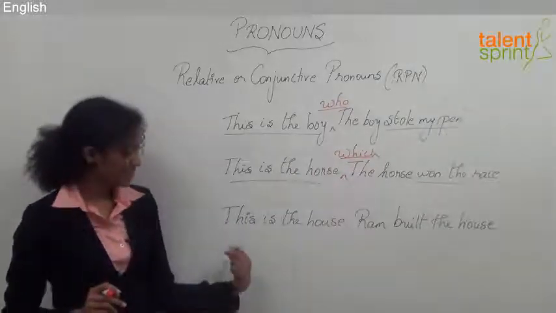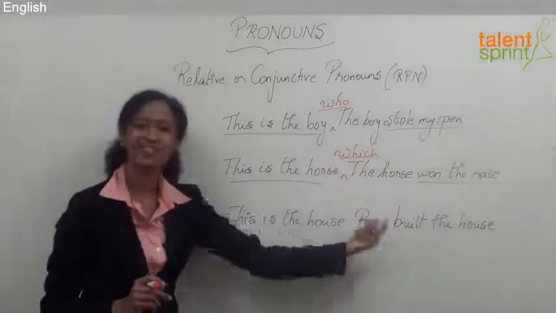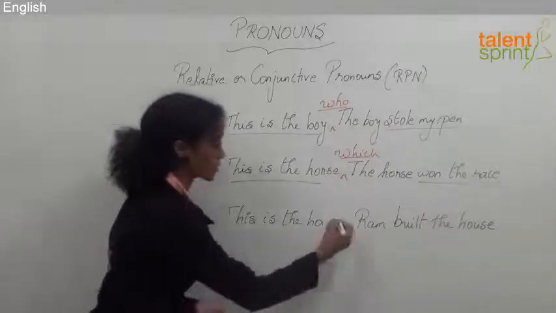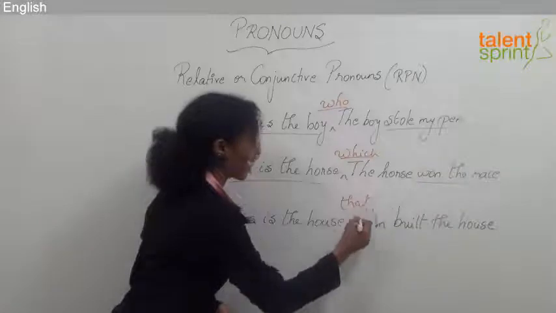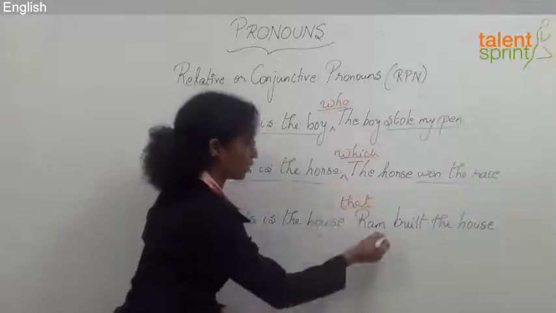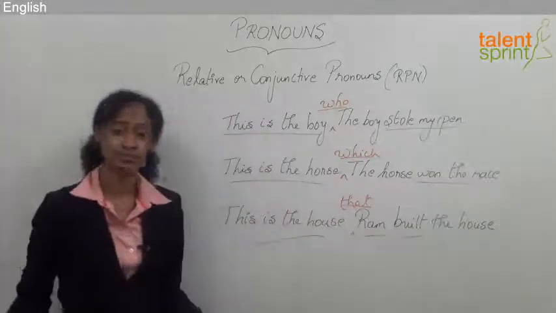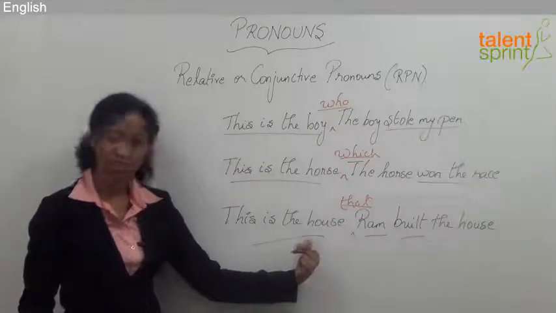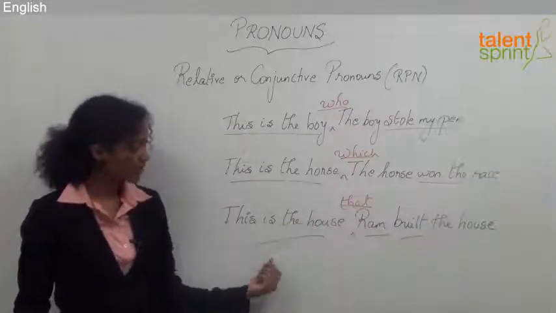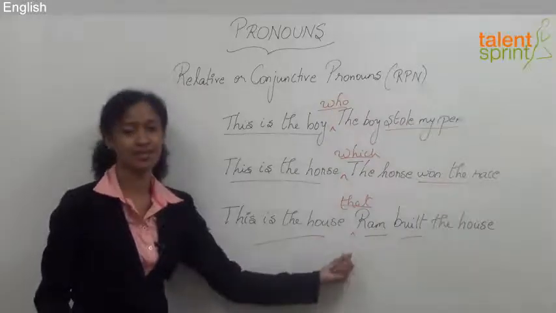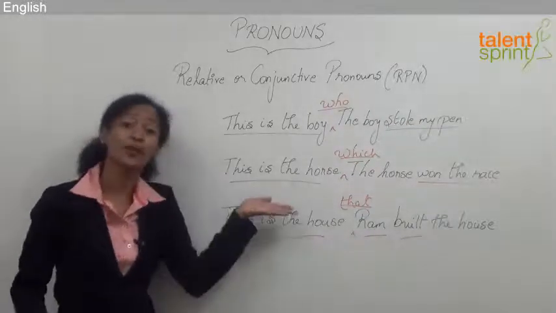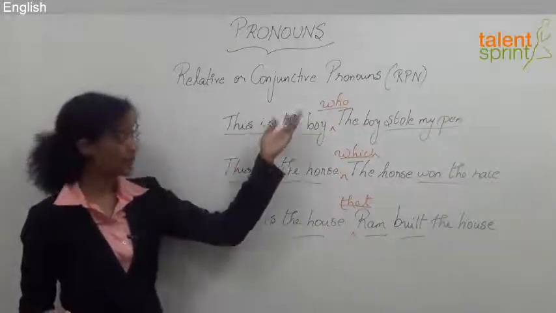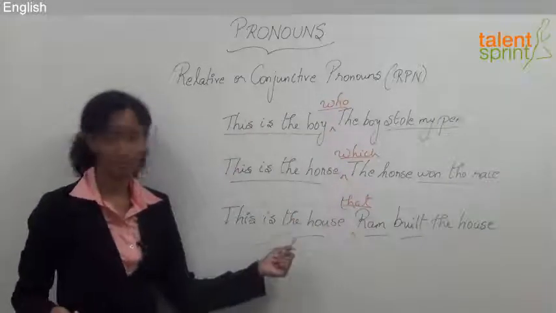The last one: this is the house. Ram built the house. Again, two different statements. So I can say, this is the house that Ram built. So here again, that functions like a pronoun instead of the house, and it combines these two sentences, acting like a conjunction. So that's why they are called conjunctive pronouns. That's how it derived the name conjunctive pronouns.